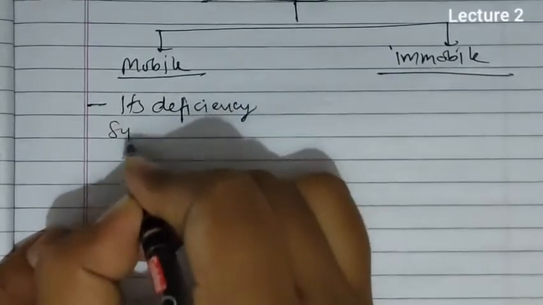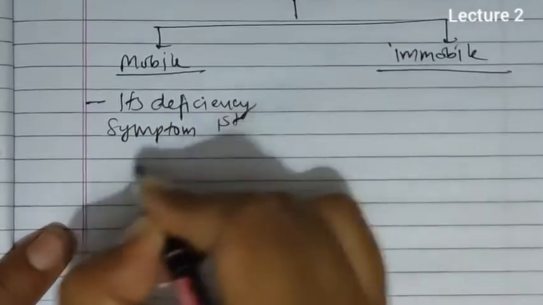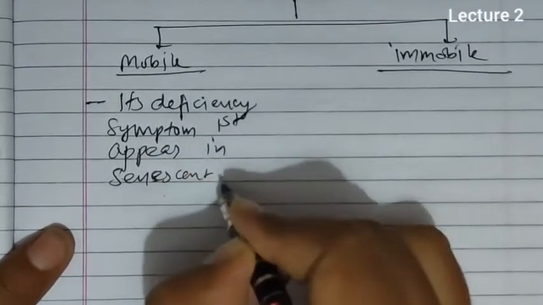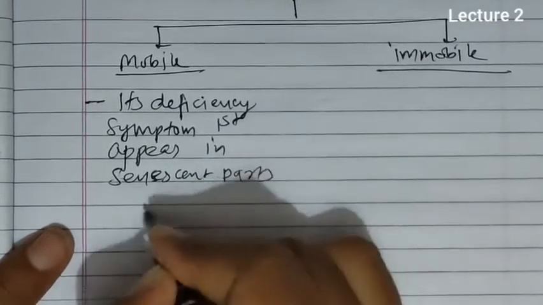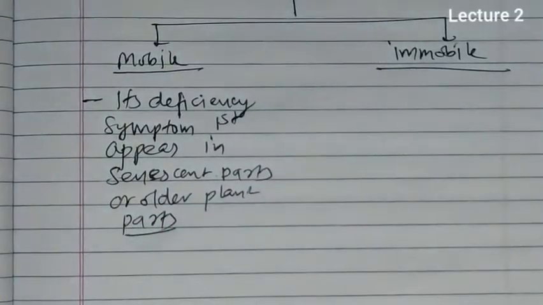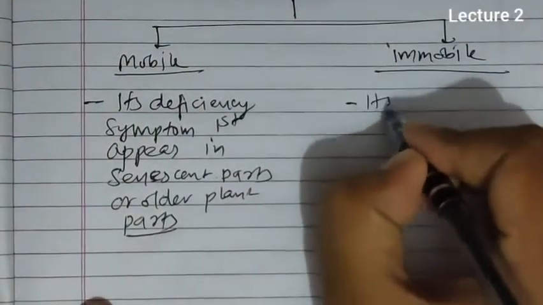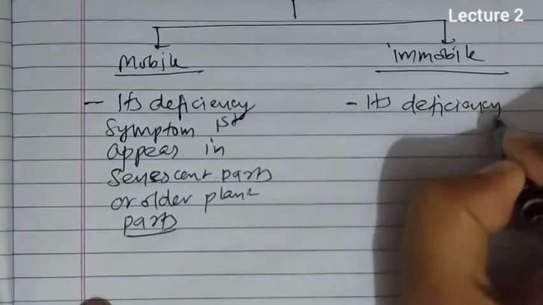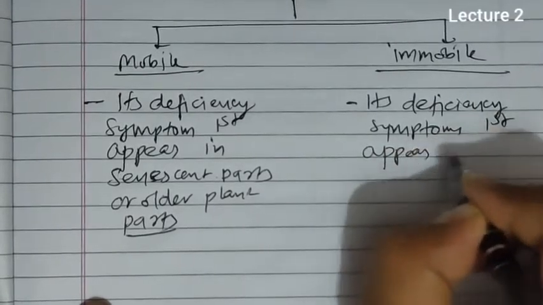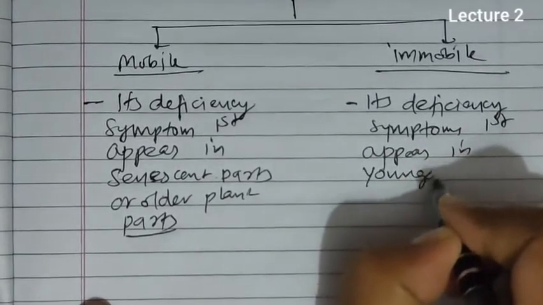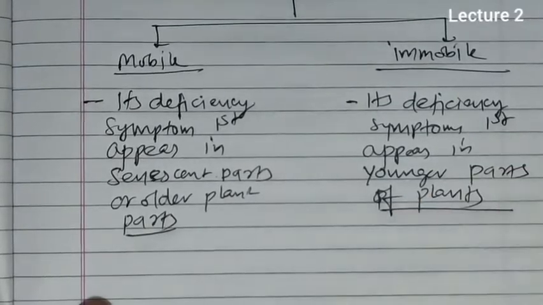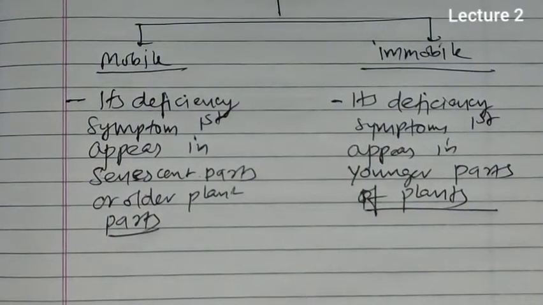first appear in senescent parts or older plant parts, whereas its deficiency symptom first appear in younger parts of plants. Okay, now why deficiency symptom first appear in senescent part of mobile element?